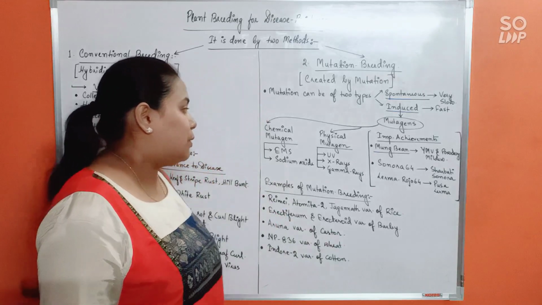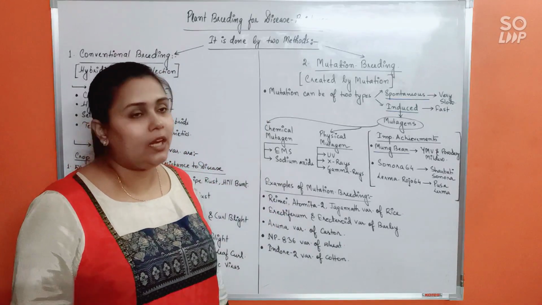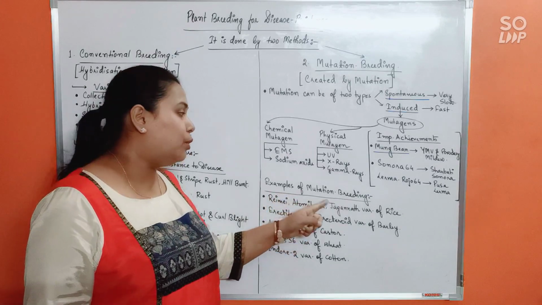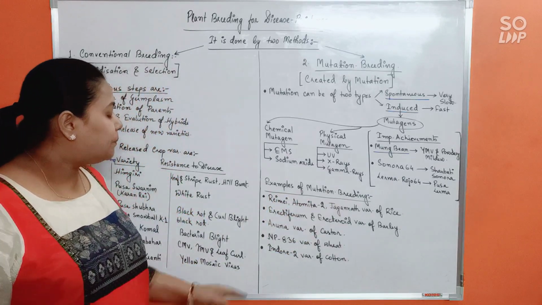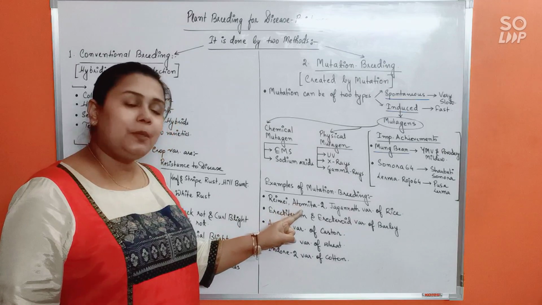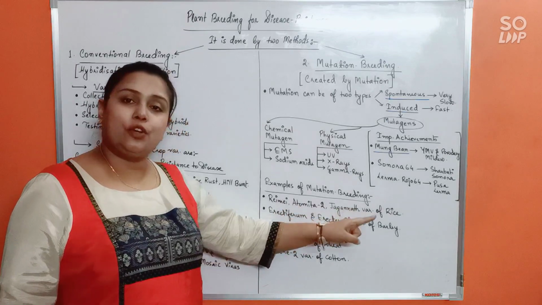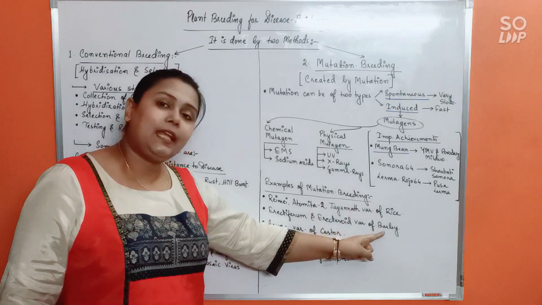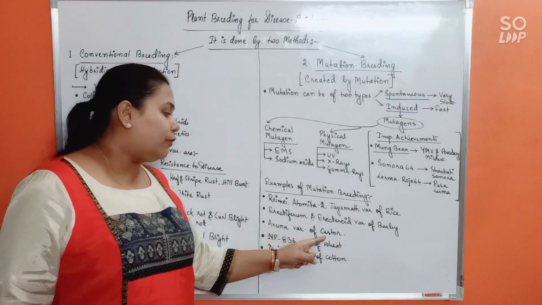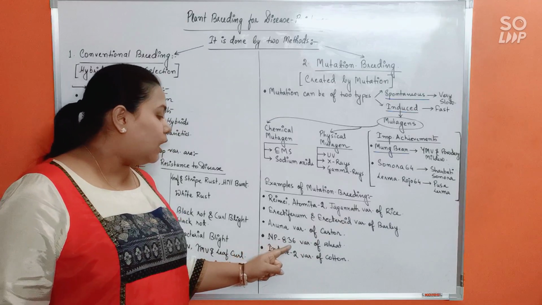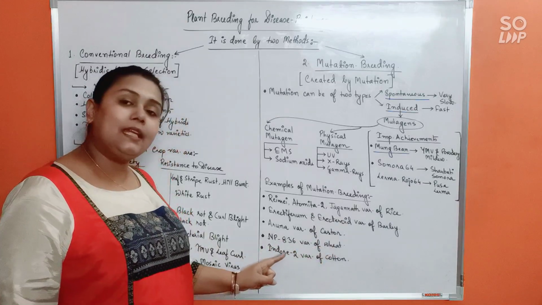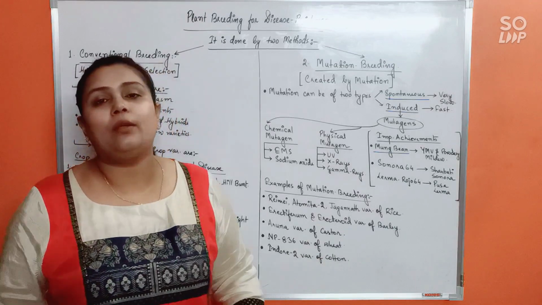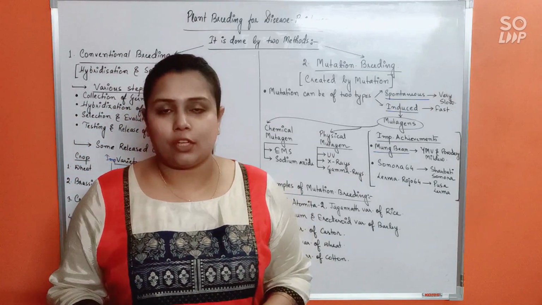Alright. So that's it regarding mutation breeding. Now all you need to remember are certain important examples of mutation breeding. They are Reimei, Atomita 2 and Jagannath varieties of rice, Erectum and Erectoides varieties of barley, Aruna variety of castor, NP 836 variety of wheat and Indore 2 variety of cotton. So this is all about plant breeding for disease resistance.